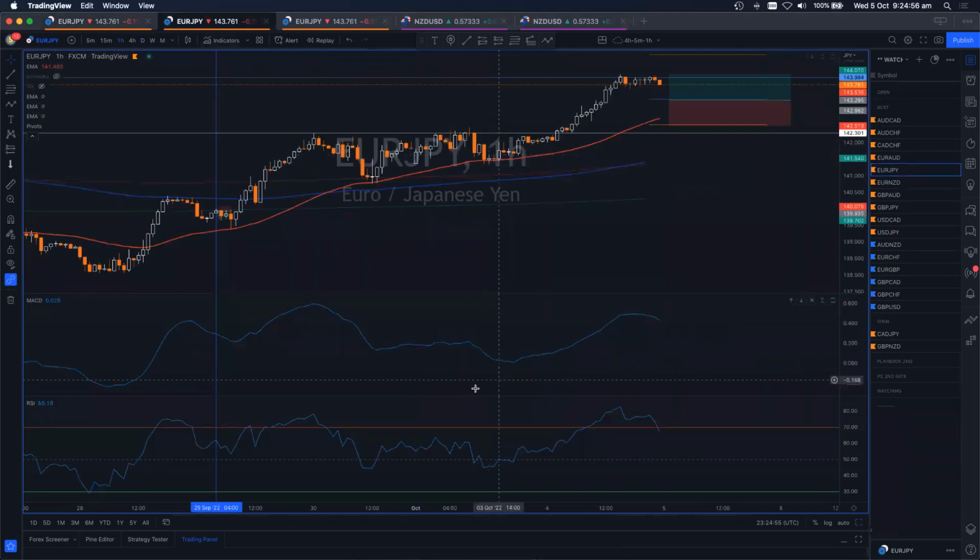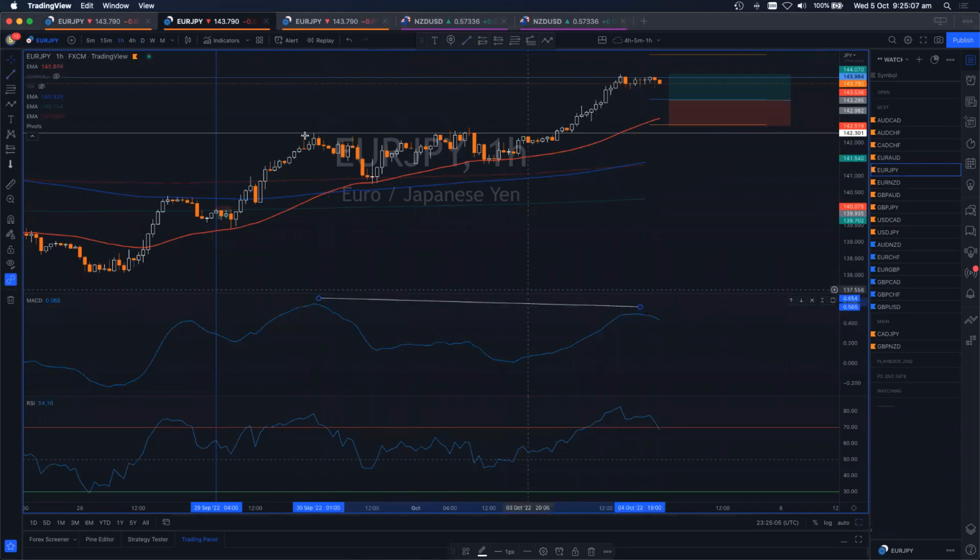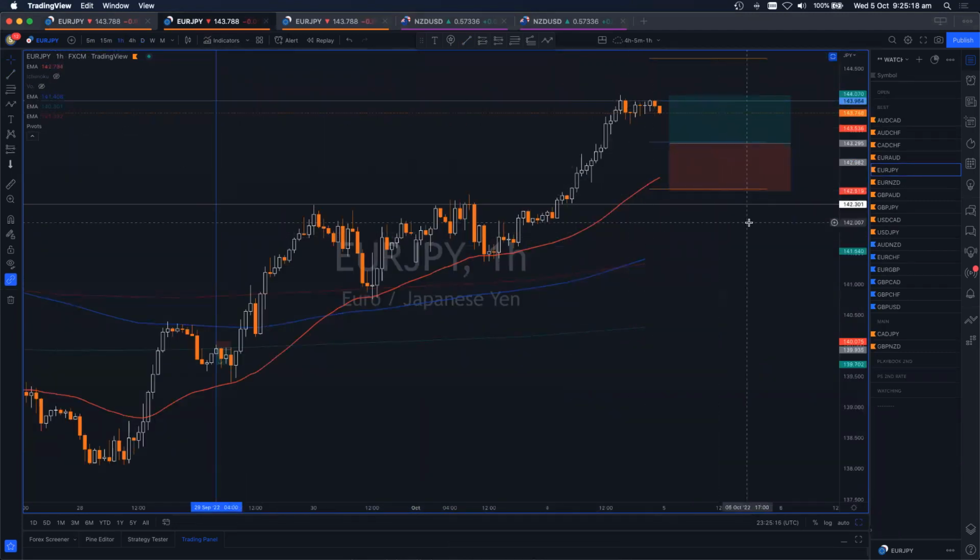Is there anything on the MACD? Probably not. Oh well, there is actually. There's a big divergence there. You see that from this peak to this peak, going down, from this peak to this peak, going much higher. That's implying that we're going to get some kind of reversal soon. So again, I would be very cautious about taking that pip snatcher.